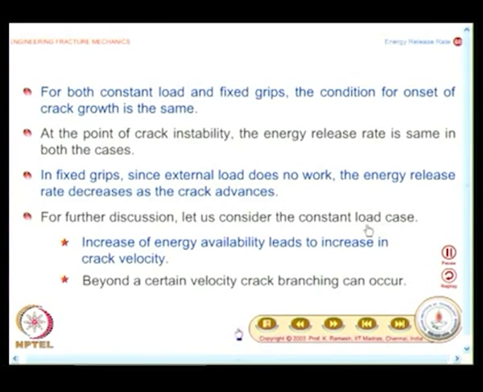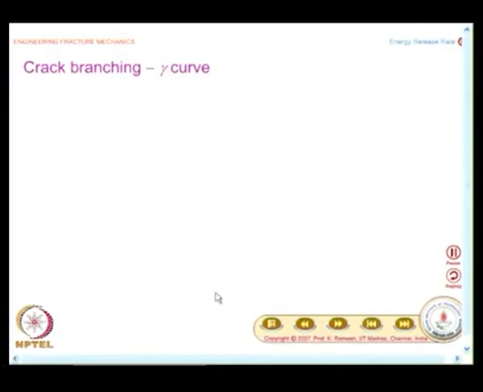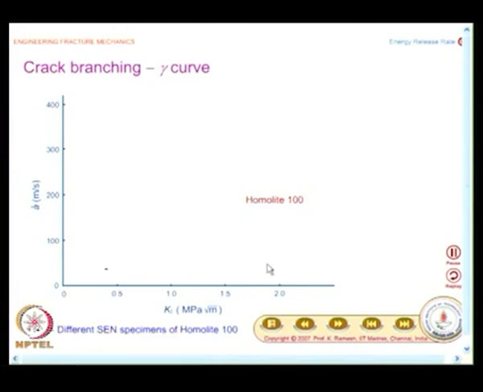For further discussion, let us consider the constant load case. One of the key issues here is increased energy availability leads to increase in crack velocity, and we have also noted earlier cracks can attain only a particular maximum velocity in any material, that is dictated by the Rayleigh wave speed in that material. Beyond that, cracks cannot travel faster. It will pick up speed, but the maximum speed would be limited by the Rayleigh wave speed. And we will again look at the example that we saw, and before that we would also look at another interesting set of experiments on dynamic photoelasticity.